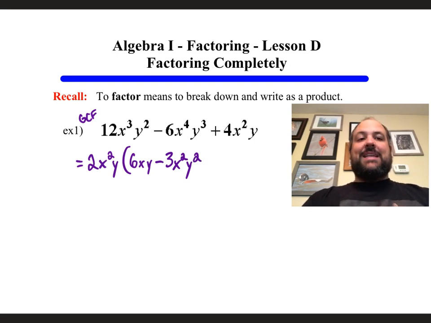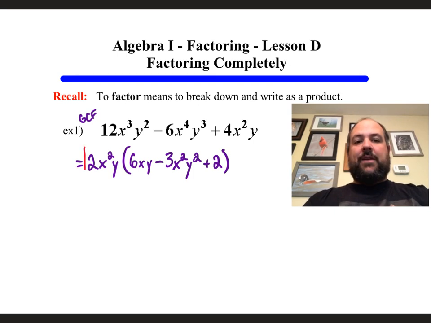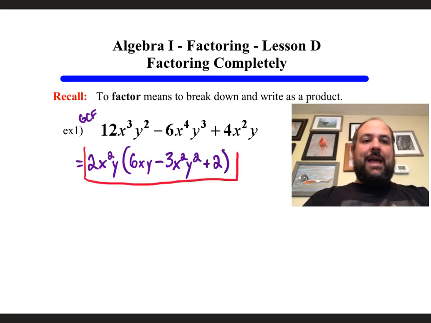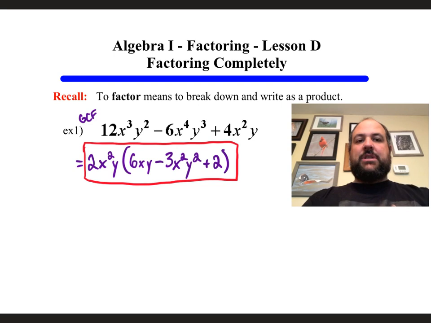And then we look at the last term. We have the plus 4x squared y, so 4 divided by 2 becomes a 2. And I factored out both of the x's and the y, so there is no variable term left over. So this would be our final answer: 2x squared y times the quantity 6xy minus 3x squared y squared plus 2.